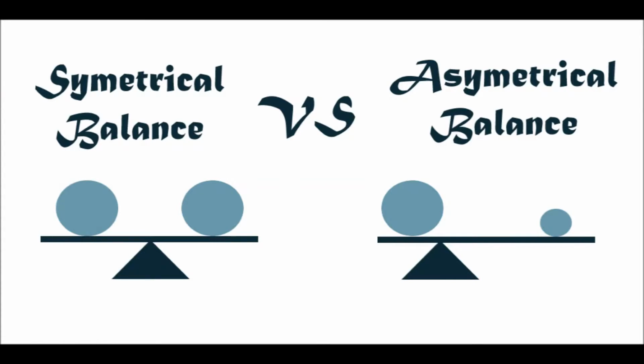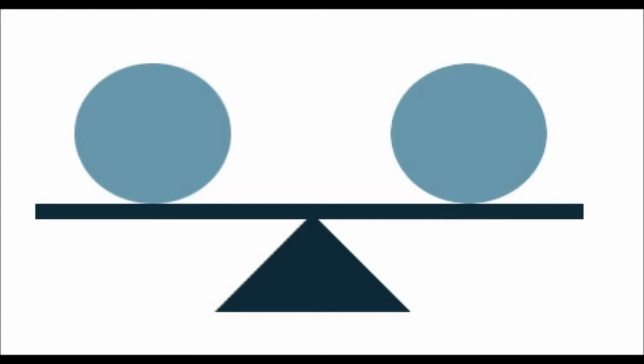Okay, this is a very simple example. I'll do a more complicated example after this one. On the left you see symmetrical balance, because the weight is in the middle and the two balls are the exact same size, balanced on each side. With asymmetrical balance, you pretty much have to shift things over and change the size of things to keep it balanced.